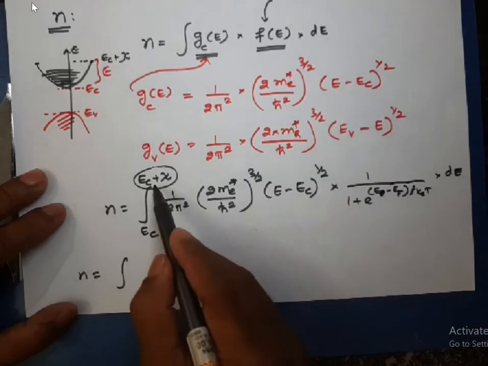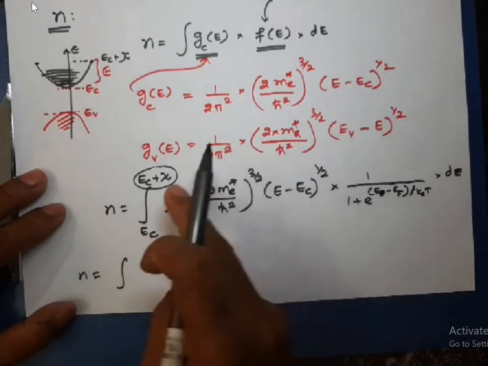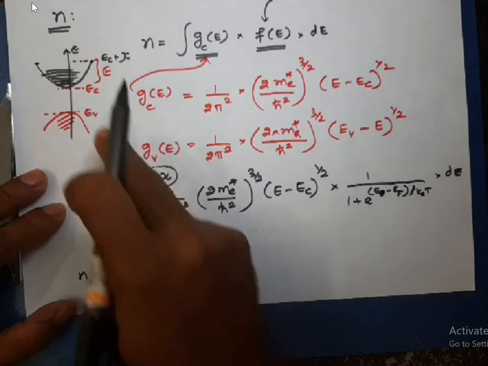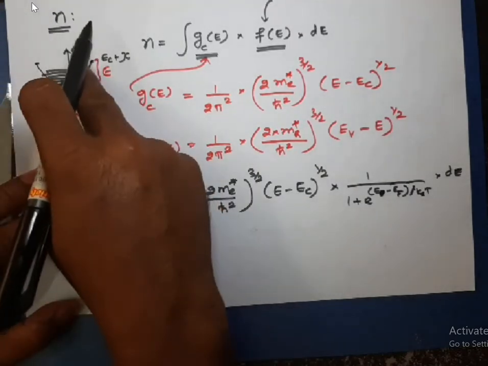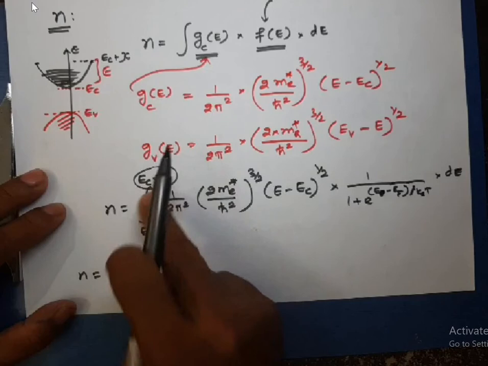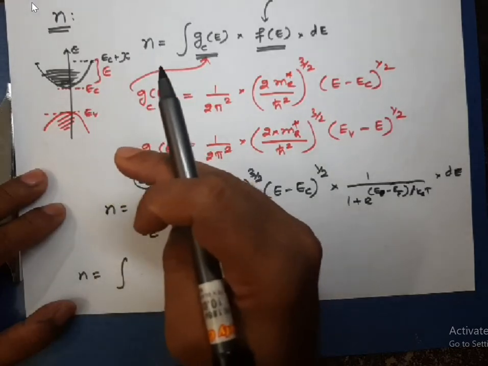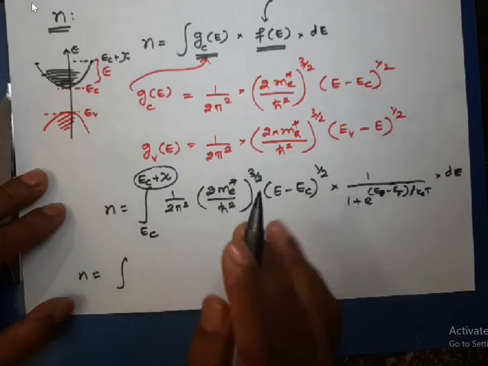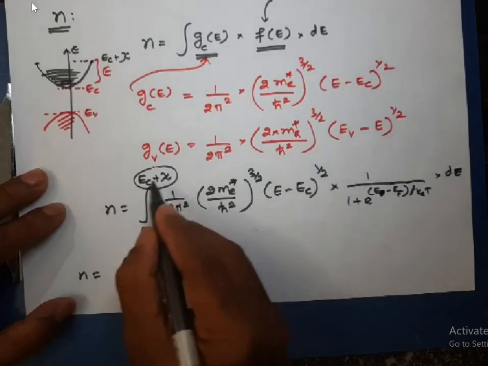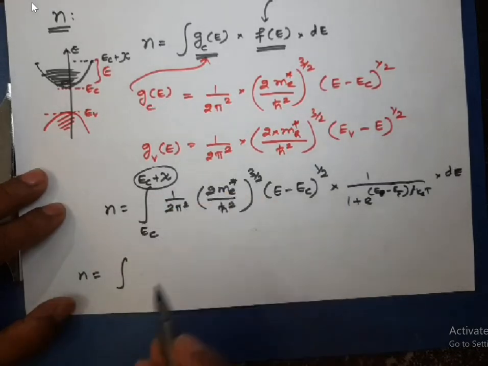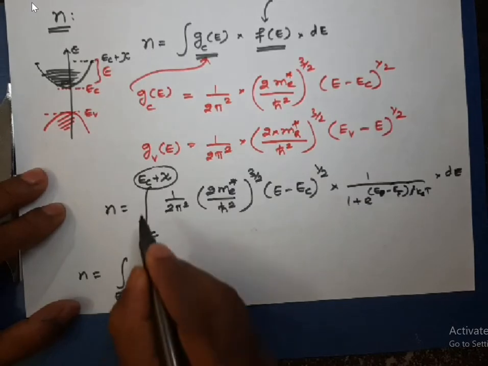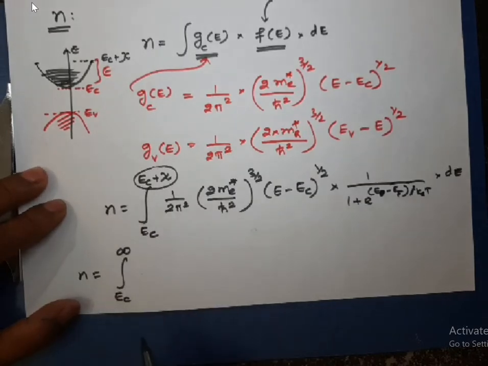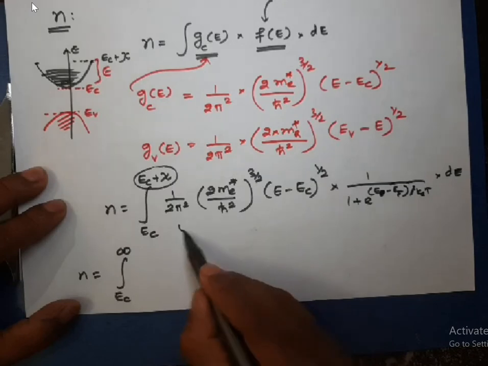So if at all all the levels in the conduction band are occupied, they are occupied only up to EC plus chi. Above that, the Fermi function automatically becomes 0. Therefore, instead of EC plus chi, I can put infinity. So the integral goes from EC up to infinity, and I'll keep all these terms as such.